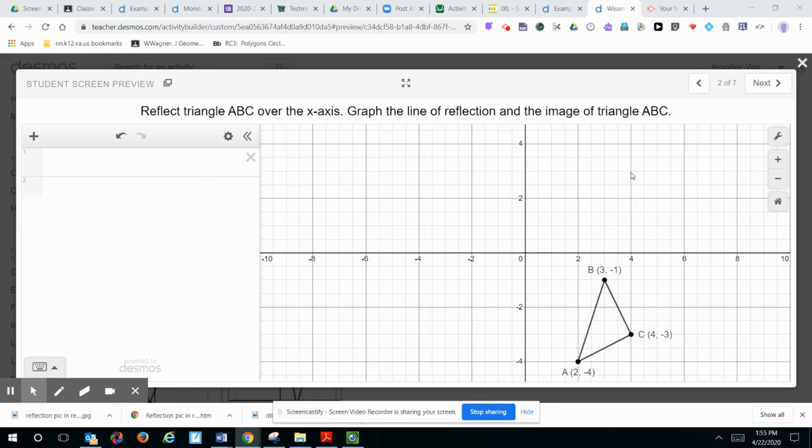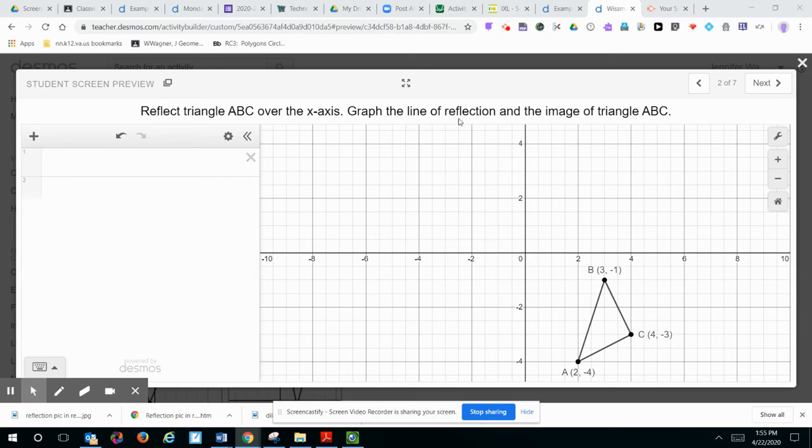If I'm going across the x-axis, all I have to do is change the y value, because notice I stayed in the x value that I was at, and my -1 is going to become a +1. So let's get to it and use the rule and reflect over the x-axis.